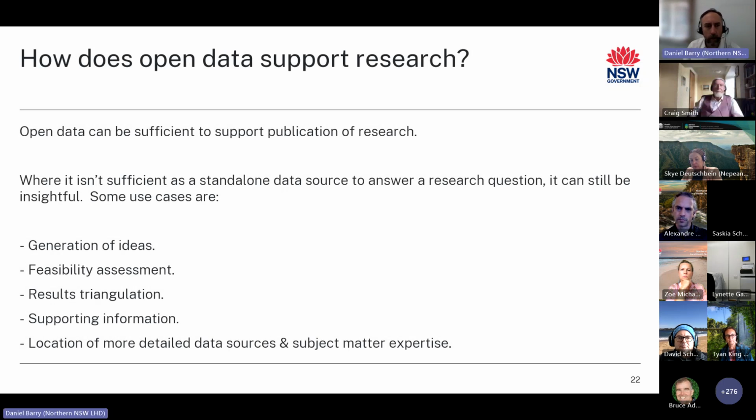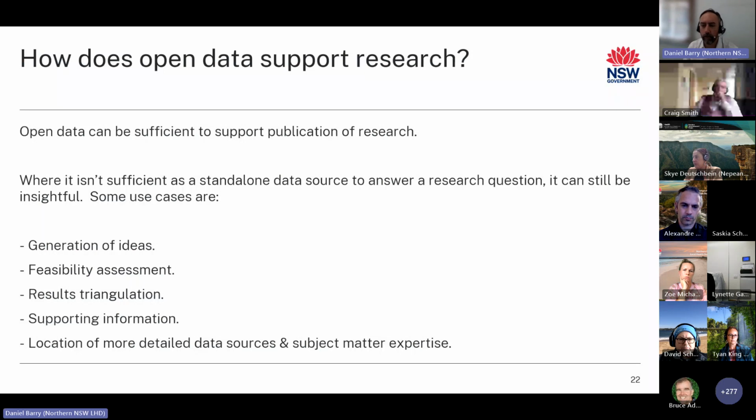Talking about how open data can support research, open data on its own can be sufficient to support the publication of research, and there are health researchers who are fairly expert in using this data to support their research. I think the key part of their expertise is they understand exactly what they can access freely, but they also understand quite well the kind of questions that open data is likely to be able to answer.